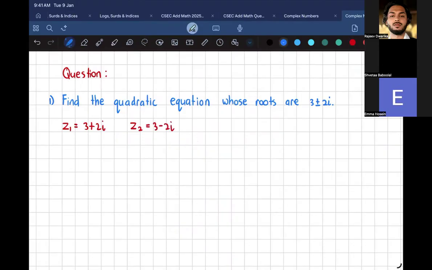And Emma, tell me, if I want to find the quadratic equation, it will be in the form z squared minus, open bracket, what? The sum of the roots. Sorry, yes, sum of the roots, Z plus the product of the roots.